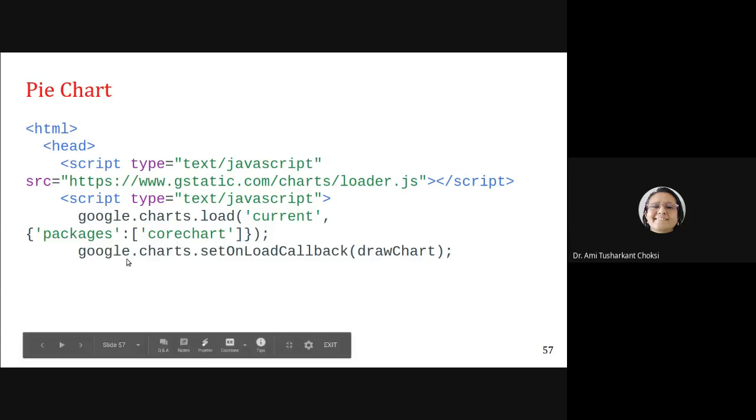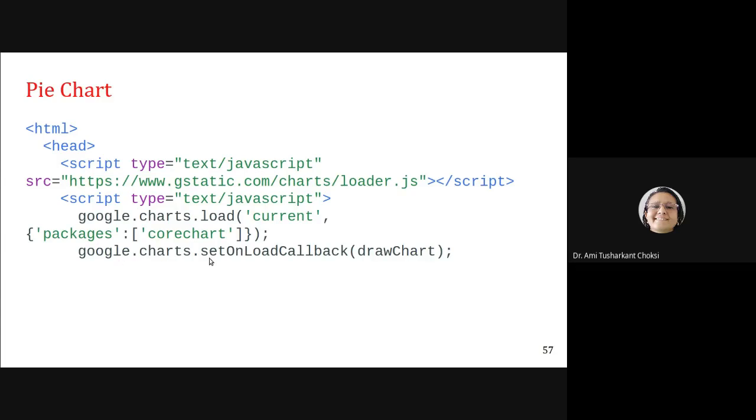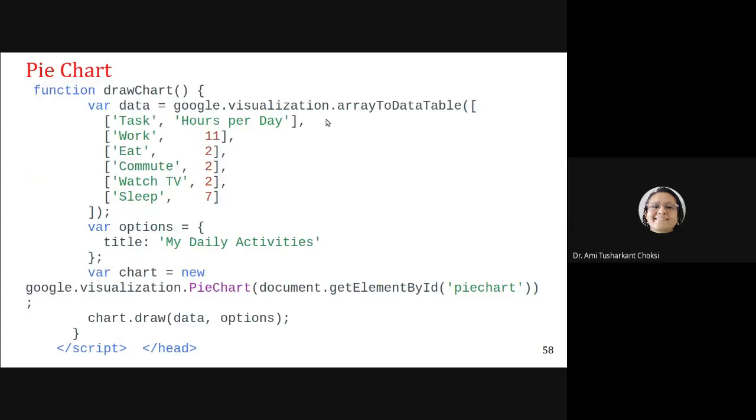Now after that, what we want is google.charts.setOnLoadCallback. For that, we are specifying drawChart. That is, the drawChart function will be useful in drawing the pie chart. For that, what do we want to have? We want to have the data, we want to have the options, and then we want to have the chart object through which we'll be able to draw it. So what we do is function drawChart.